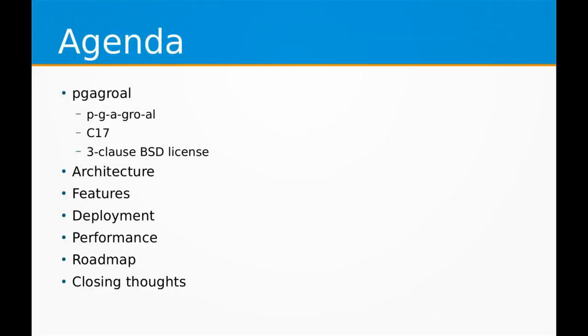In this talk, we'll explore the architecture of pgagroal, and thereby which user-visible features can be implemented. We'll briefly look at how to do a deployment and the functionality of the management tools. Next, we'll take a look at performance runs against other Postgres connection pools. And last, we'll explore the roadmap of pgagroal and close with some thoughts. Pgagroal is written in C and released under the 3-clause BSD license.